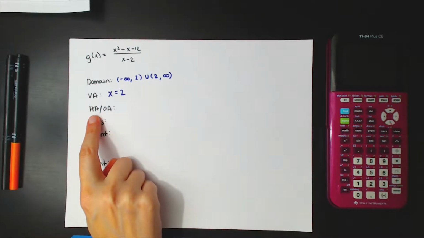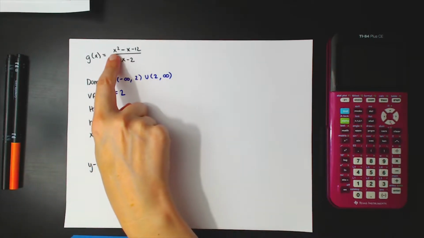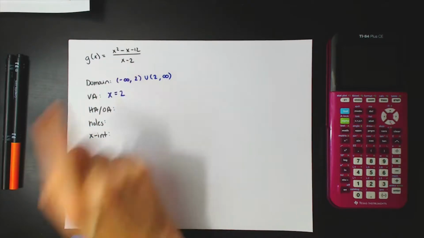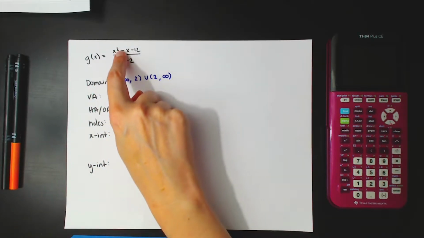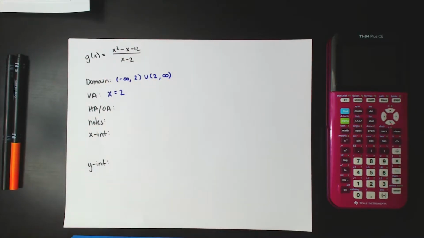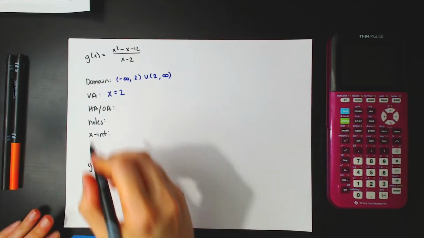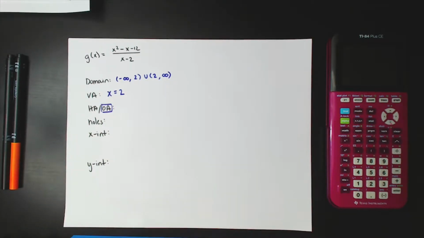Now looking at horizontal or oblique asymptotes, you want to compare the degree of the numerator and the denominator. The degree in the numerator is 2. The degree in the denominator is 1. I have a bigger degree up top than I do on the bottom, so I need to do long division to figure out where my oblique asymptote is going to be. So I'm going to have some kind of slant asymptote. It's going to be some kind of slanted diagonal line, and we're going to figure out where that's at.